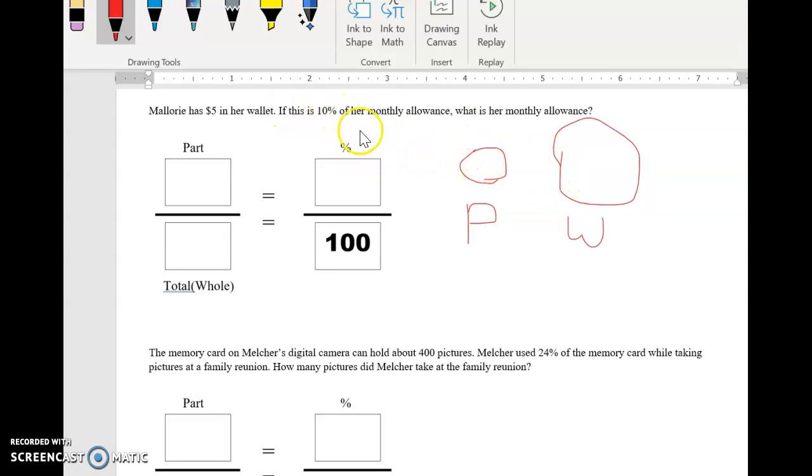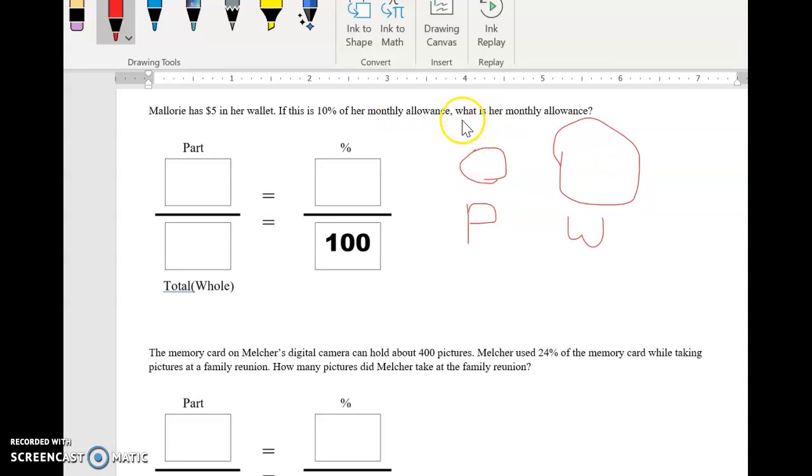Now, I've got $5 in her wallet and 10% of her monthly allowance. That is 10% of her monthly allowance. I am not looking at 10% right now. Right now, I'm trying to figure out $5 if it's my part. Why? Because 10% is a percent. The percent goes over here. I know exactly where that percent is. I'm trying to determine, is this $5 the part in this problem or the whole?